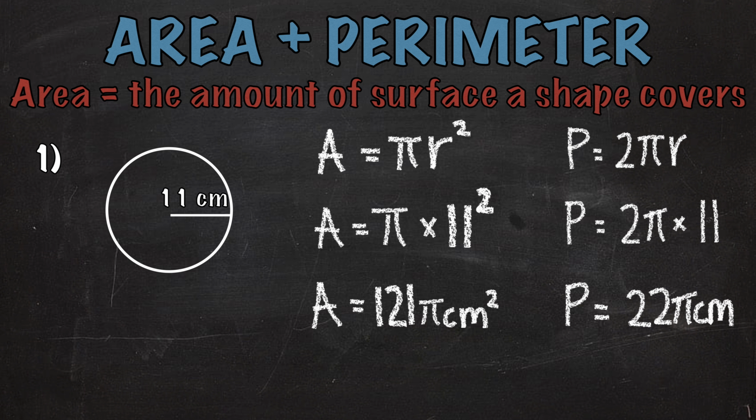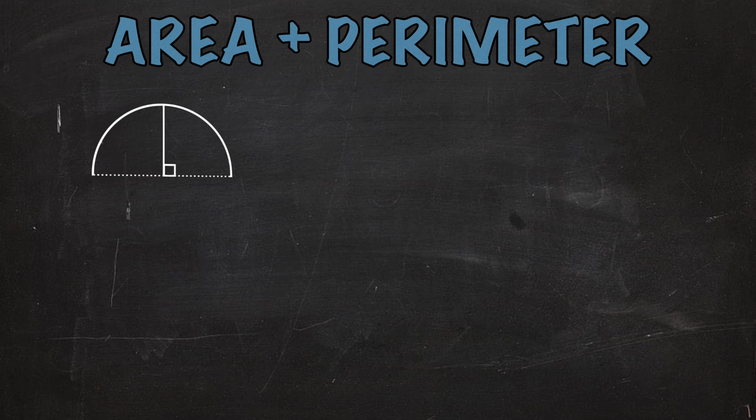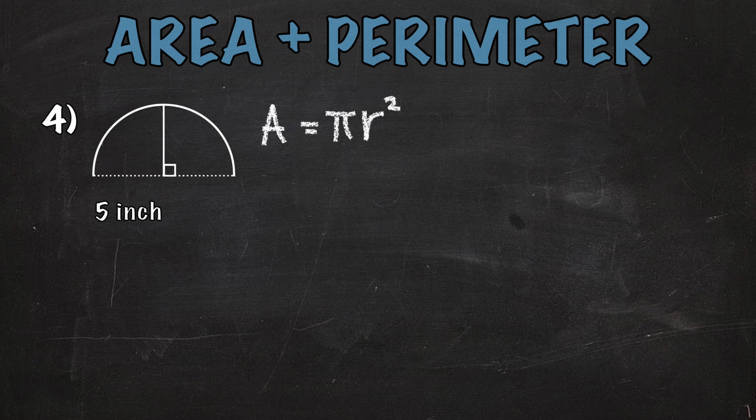Now that we worked out the area and the perimeter of a full circle, let's see what this would look like if we had a semicircle. So here we have a semicircle with the radius of 5 inches. So let's see how we would work out the area and the perimeter. The first thing we're going to do to work out the area is write the formula down. Area is equal to pi times radius squared.